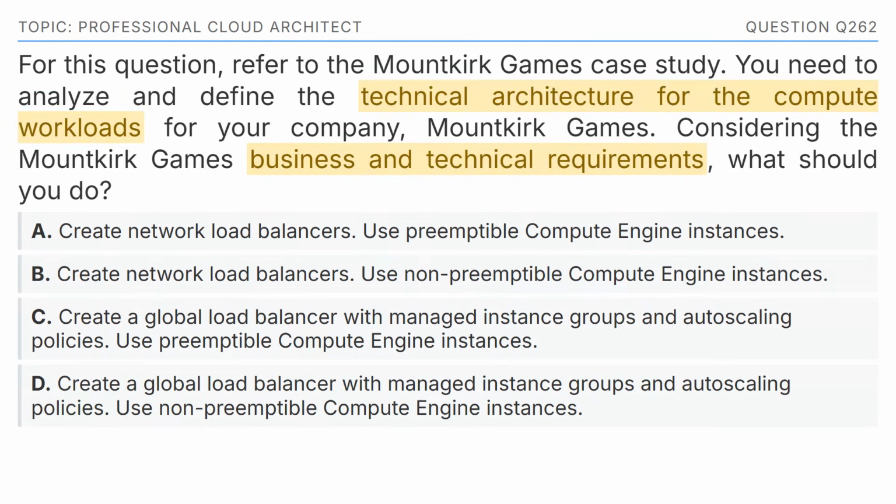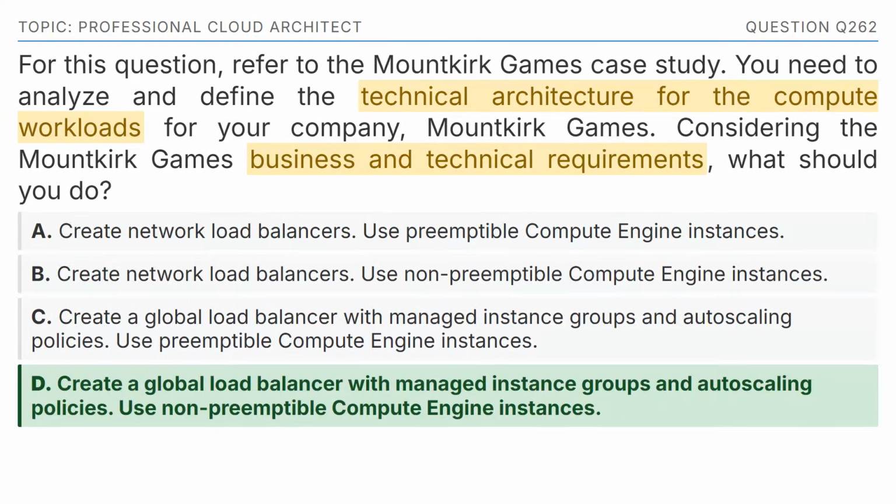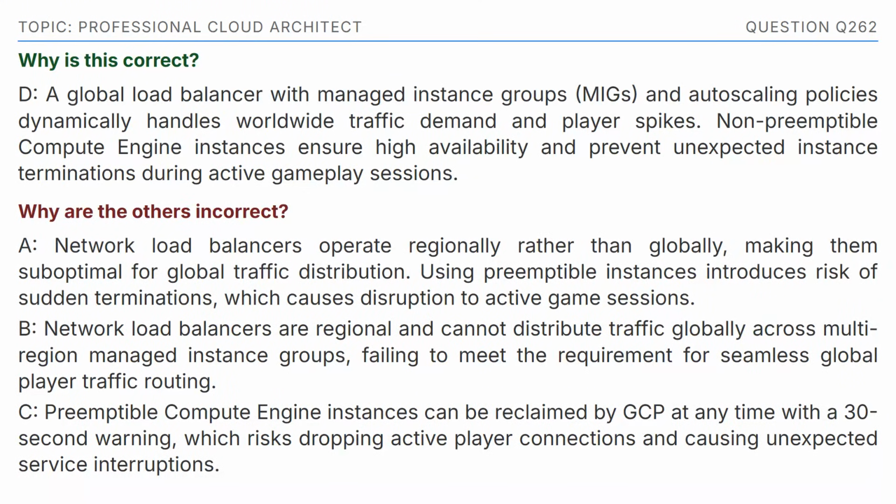To arrive at the correct answer, we focus on the keywords: technical architecture for the compute workloads, business and technical requirements. The correct answer is option D, create a global load balancer with managed instance groups and auto-scaling policies. Use non-preemptible Compute Engine instances. Why is this correct? D. A global load balancer with managed instance groups, MIGs, and auto-scaling policies dynamically handles worldwide traffic demand in player spikes. Non-preemptible Compute Engine instances ensure high availability and prevent unexpected instance terminations during active gameplay sessions.